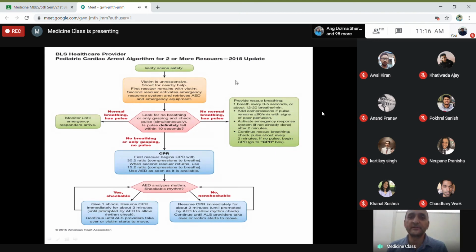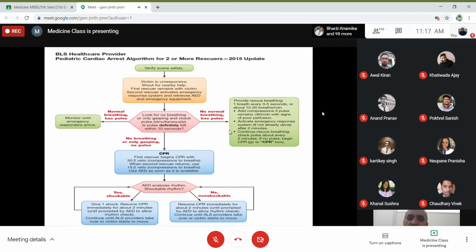This is from pediatrics, but again I'm telling you: verify the scene is safe. The victim is unresponsive. Then look for breathing. If there is no normal breathing but there is a pulse, go for rescue breathing only. If there is a pulse, then monitor the pulse. If the pulse is okay and there is no breathing only, go for airway management and take the patient to the ICU. And if the pulse is decreased along with the breathing, then go for CPR.